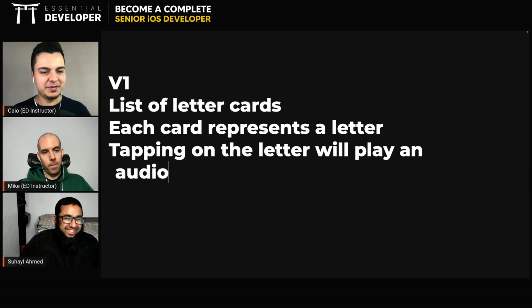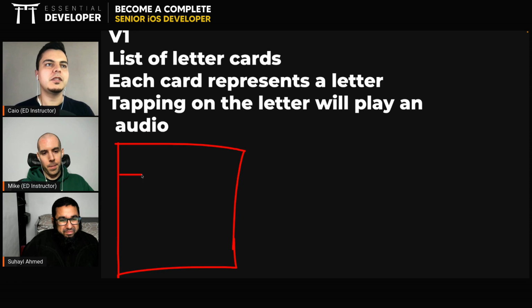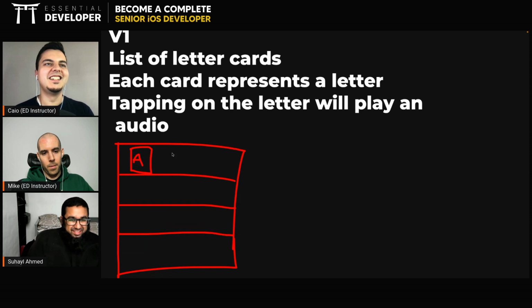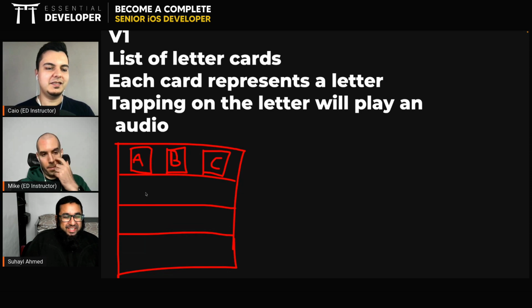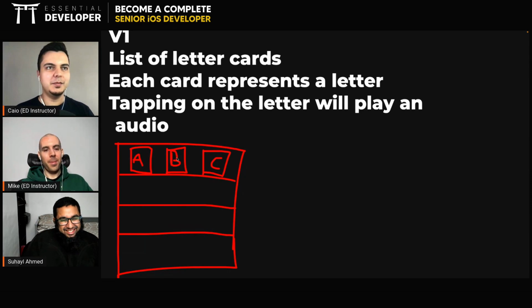Yeah. Something simple, right? So imagine a UI like this. You have the app and you have rows. Each row has 3 cards, like A, B. You can even have actual design specs like this. It doesn't need to look nice, it could be just something like this. That is pretty much how my design specs are. And that's it. Tap on it. It's gonna say A, B, C. That's it. That's V1.